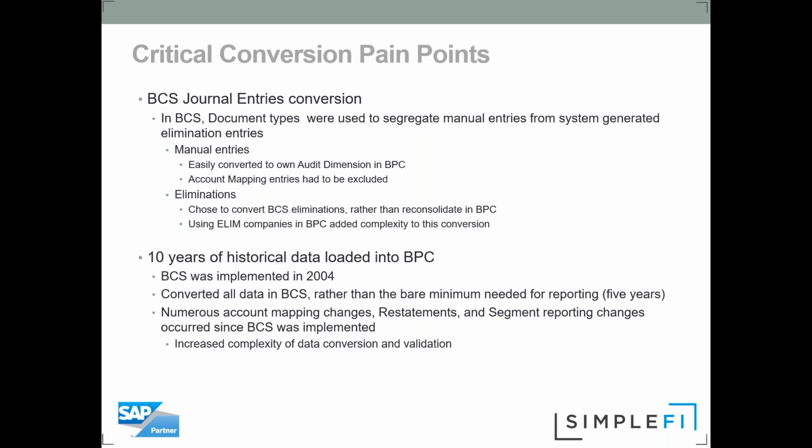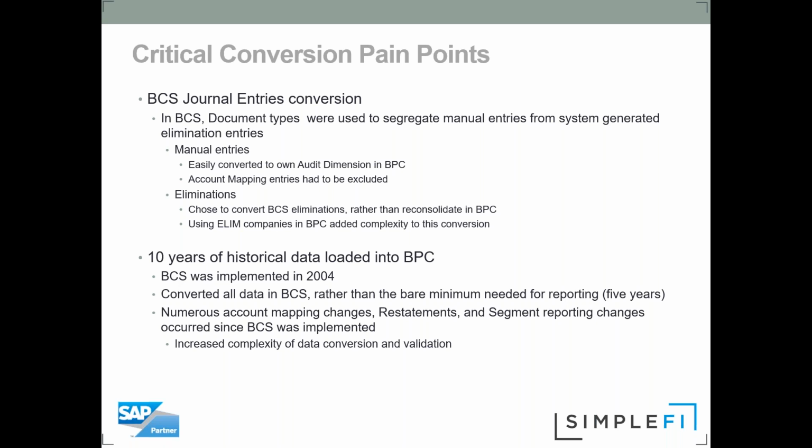The journal entry conversion was also, and the eliminations probably the most, challenging because in BCS document types were used to kind of segregate the manual entries that they did and the elimination entries, which were system generated. The manual entries weren't as big of a challenge because we were able to take those and just put them in their own audit trail ID within BPC. The eliminations were a little bit trickier because they were just a certain posting level, but we also had to get them into the right elim company buckets.